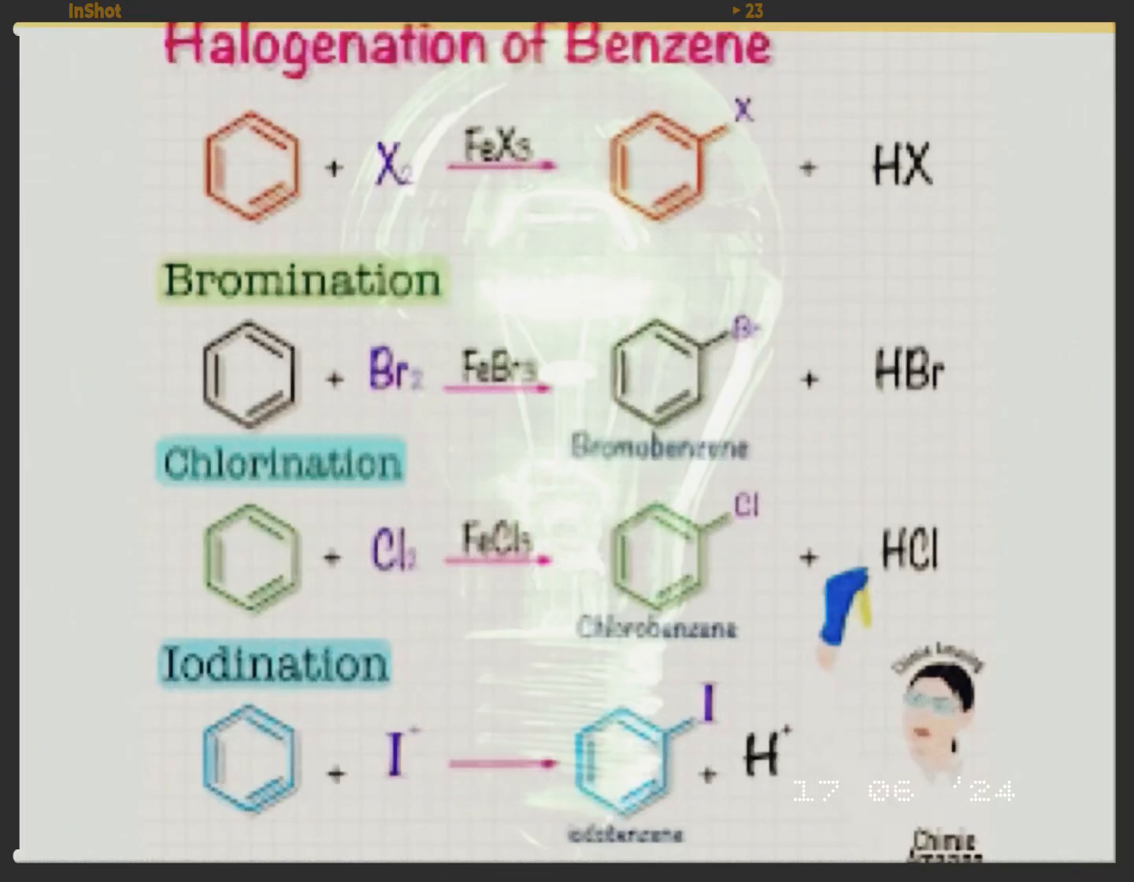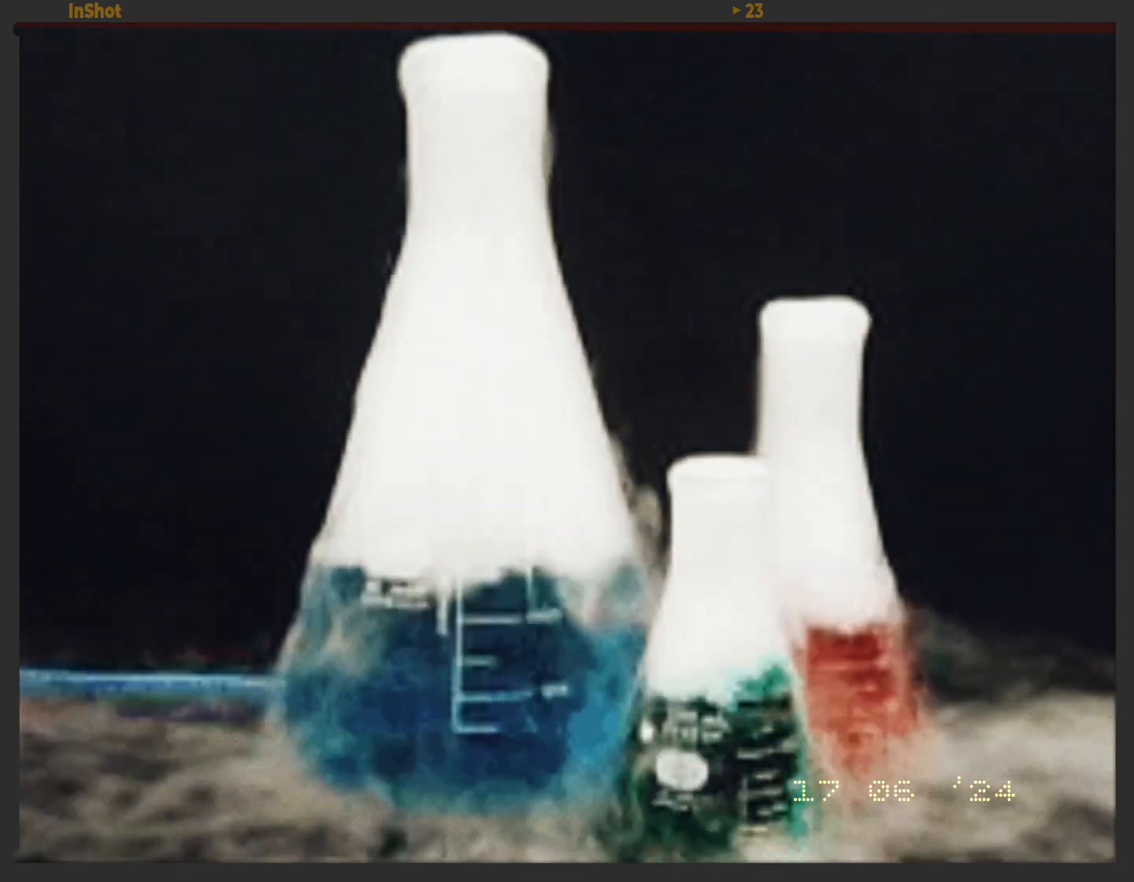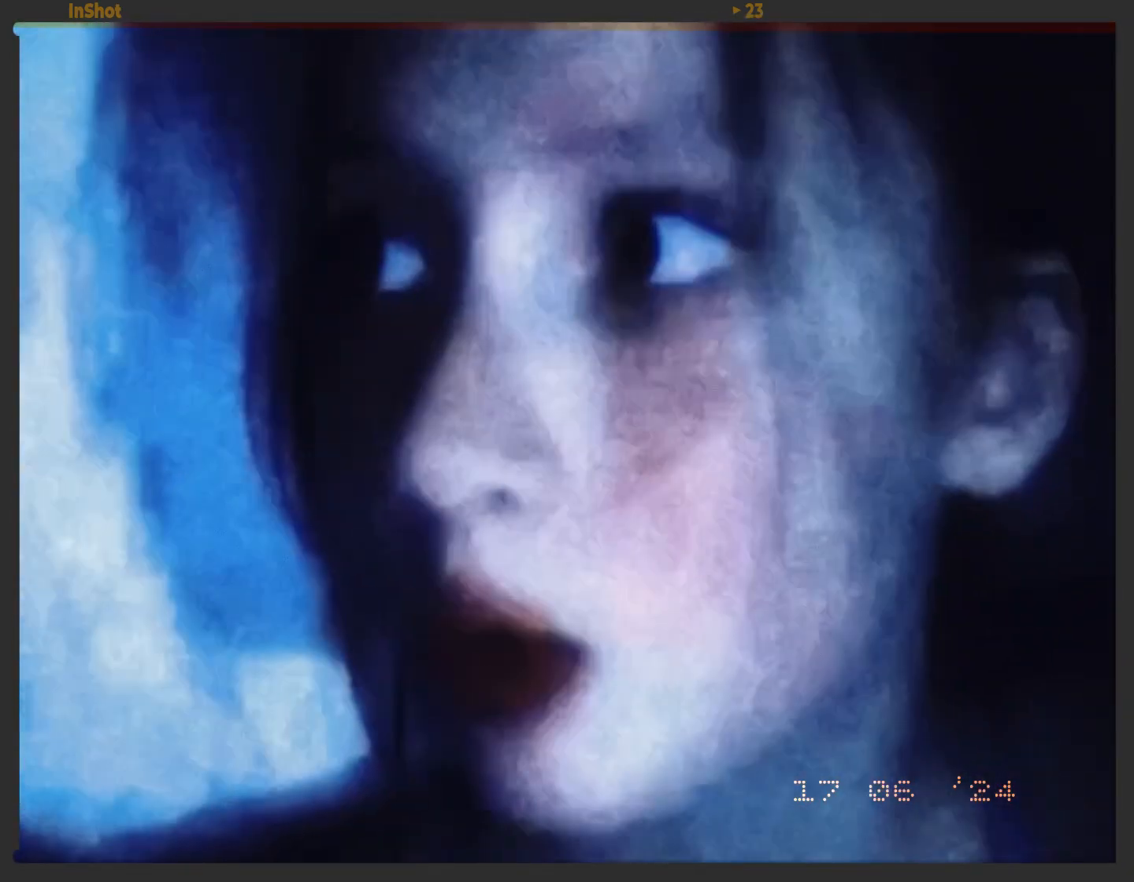Halogenation of benzene. Benzene reacts with halogens in the presence of a Lewis acid like FeCl3 or FeBr3 to form aryl halides. This reaction is termed halogenation of benzene, and these are substitution reactions. Benzene reacts with chlorine or bromine in the presence of the catalyst, replacing one of the hydrogen atoms on the ring with a chlorine or bromine atom. The reaction happens at room temperature. The catalyst is either aluminum chloride or aluminum bromide, if you are reacting benzene with bromine, or iron.